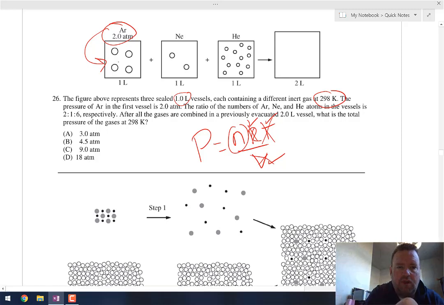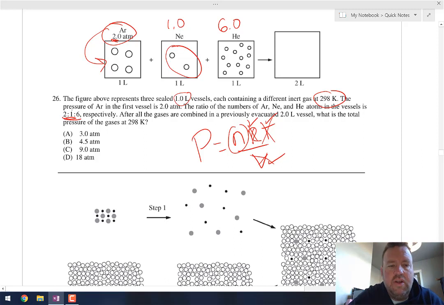Okay, so if there's 4 here, and the pressure's 2 atmospheres, and here there's 2 particles instead of 4, then we know that that pressure is 1 atmosphere. And you literally have to count: 1, 2, 3, 4, 5, 6, 7, 8, 9, 10, 11, 12. So if there's 12 atoms of helium, then that's going to have a pressure of 6 atmospheres. They also tell you that you've got a ratio of 2 to 1 to 6, so that means the pressures are 2 to 1 to 6.